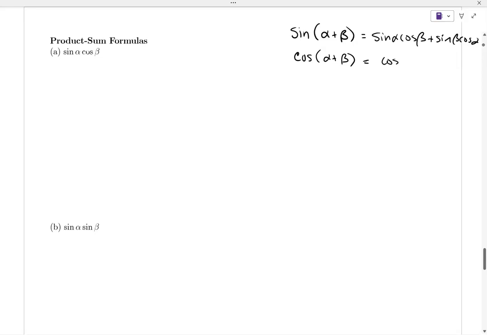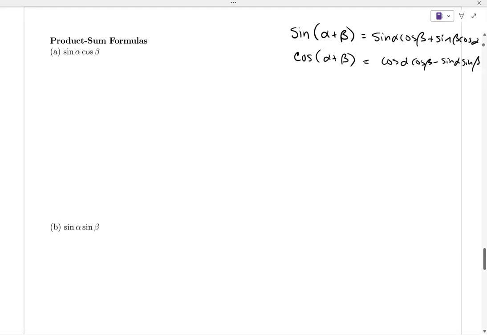Cosine alpha cosine beta minus sine alpha sine beta. Okay. And then, of course, if we put the minus in there, it'll flip the sign in the middle, right? If we do alpha minus beta, it'll just flip the sign in the middle.